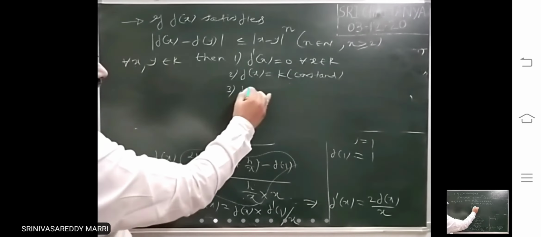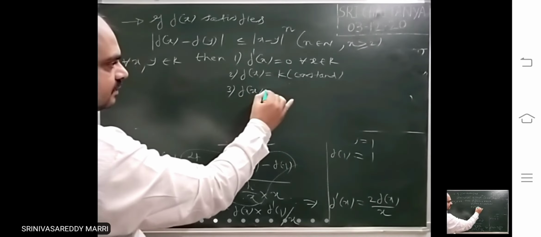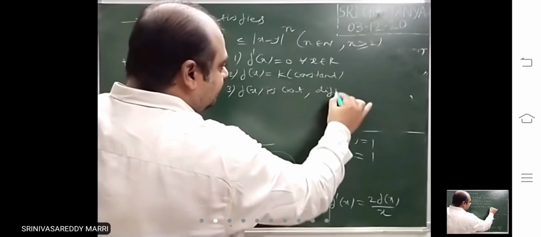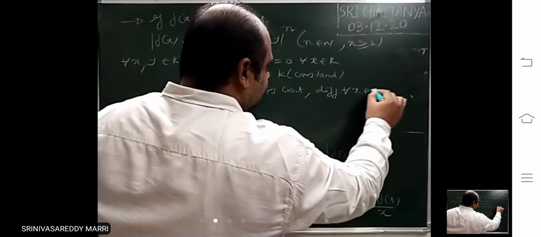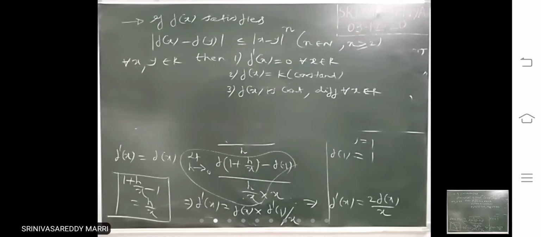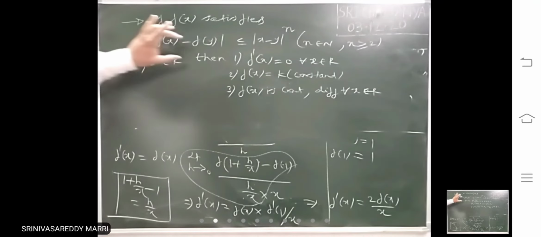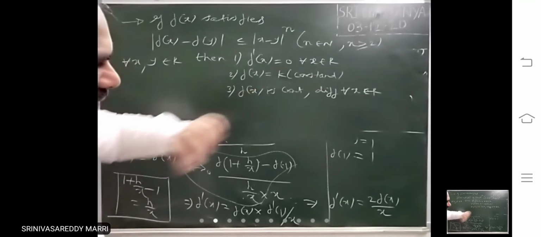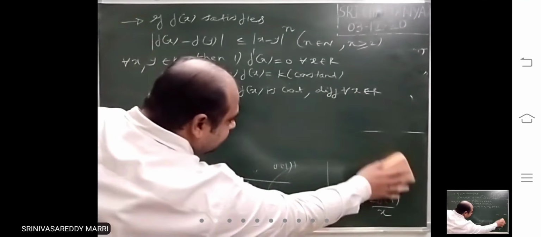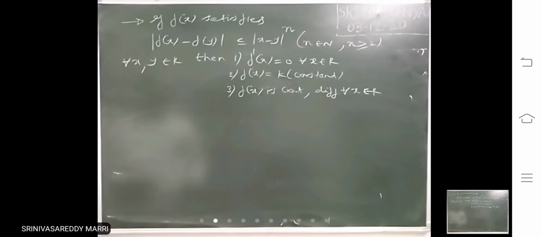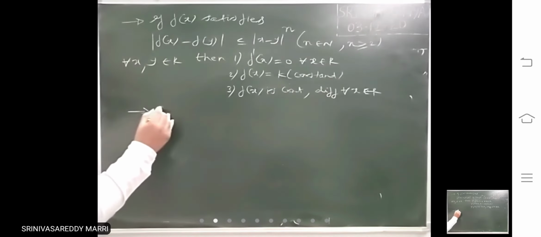Number 3, f is continuous and differentiable. Obviously, if it is constant, it will be continuous and differentiable everywhere. Always remember, when such a type of inequality is given, the derivative at any point is 0, f of x is a constant function, and it will be continuous and differentiable. We will take an example and see how you got this. Suppose take one example.